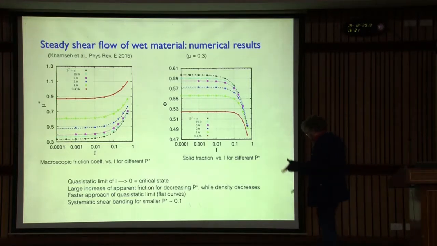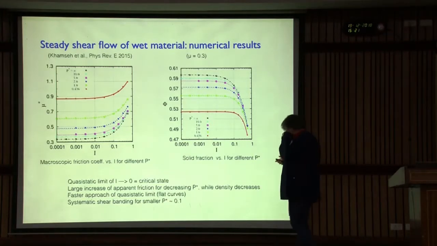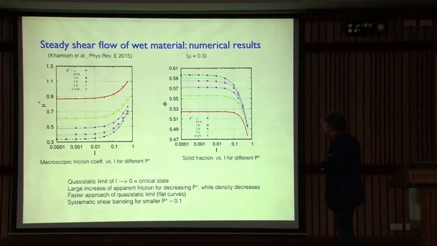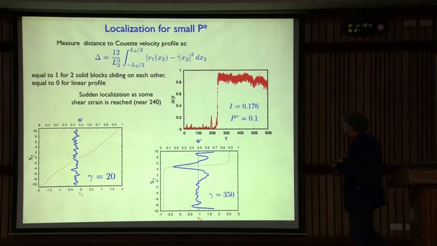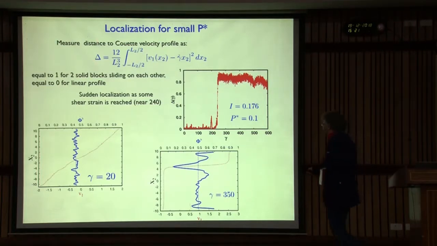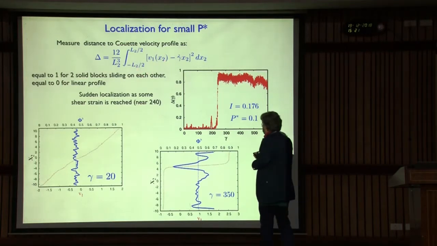Now, it would be very interesting to go to lower p star values, no more important cohesion yet, but we have this trouble that what we observe then is that we have systematic shear band formation for small p star. This is how we monitor it, defining this parameter, which basically quantifies the departure from the linear velocity profile. So this is bottom, top. This is the coordinate that varies along the velocity gradient.